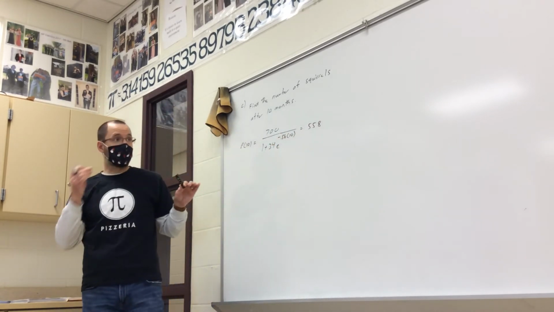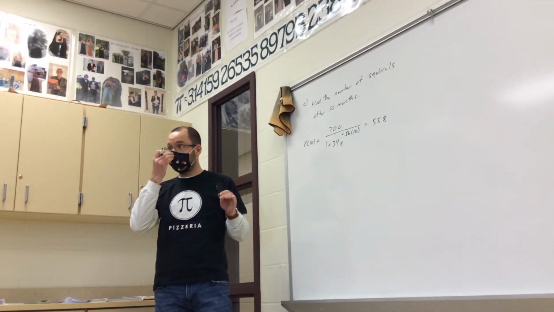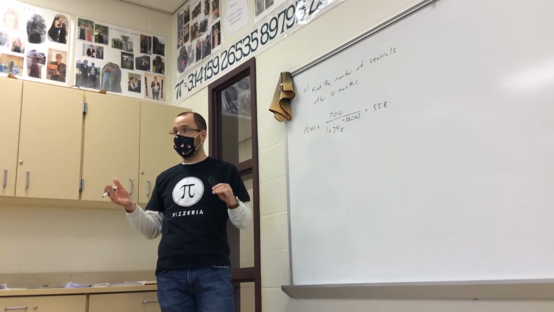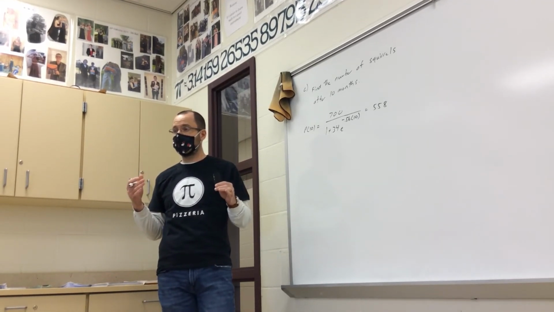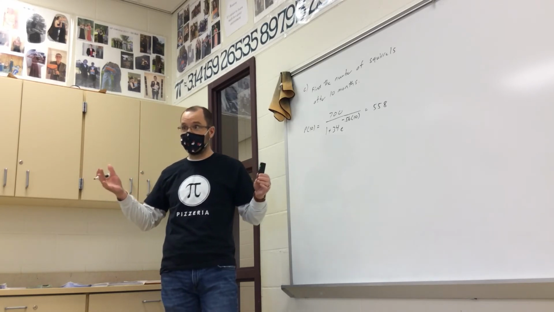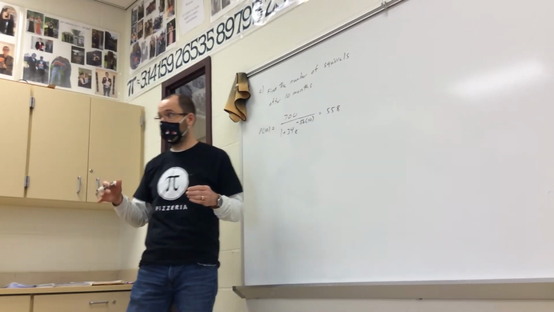So there were 20 squirrels to start with. But then 10 months later, there were 558. Squirrels are pretty quick to take over a neighborhood. I'm sure you've noticed that in your neighborhood. Maybe. If there's any trees in your neighborhood, you have squirrels.